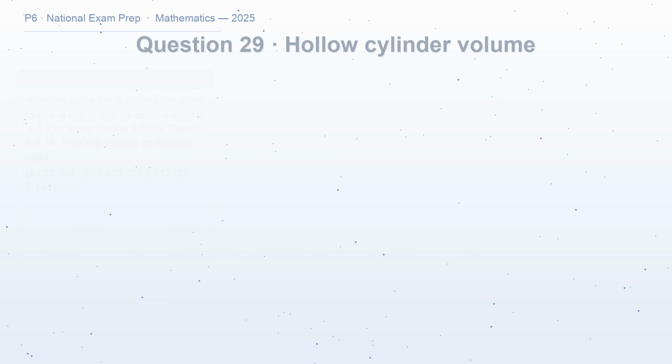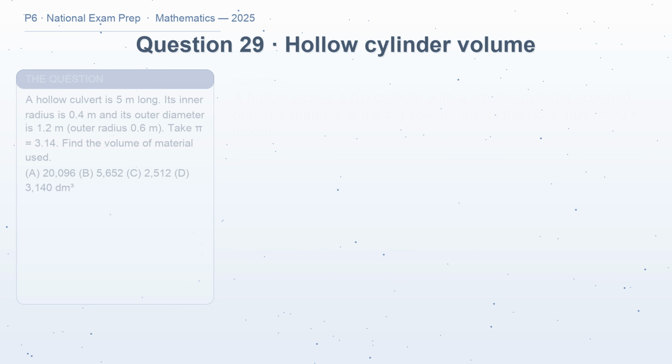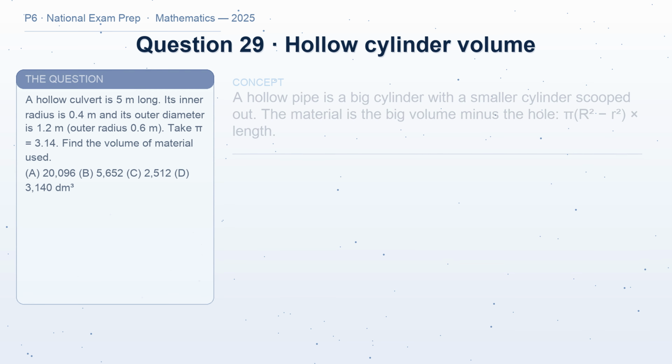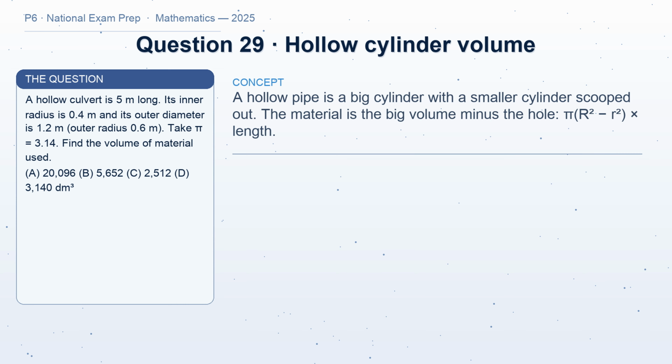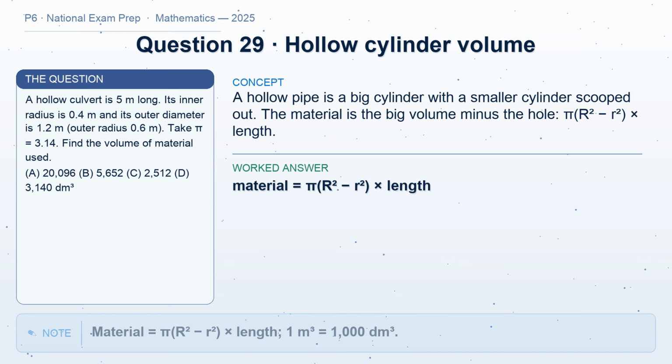Question 29. A hollow culvert, like a concrete pipe, is 5 meters long. Its inner radius is 0.4 meters, and its outer diameter is 1.2 meters, so the outer radius is 0.6 meters. Take pi as 3.14 and find the volume of material used. Picture a thick pipe as a big solid cylinder with a smaller cylinder scooped out of the middle.